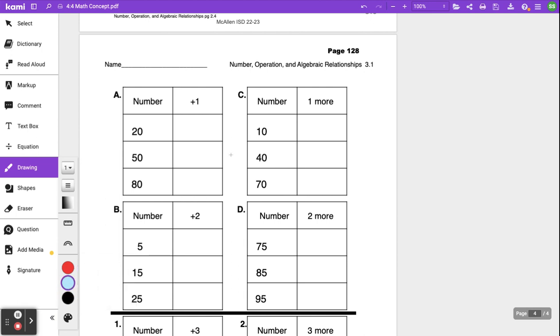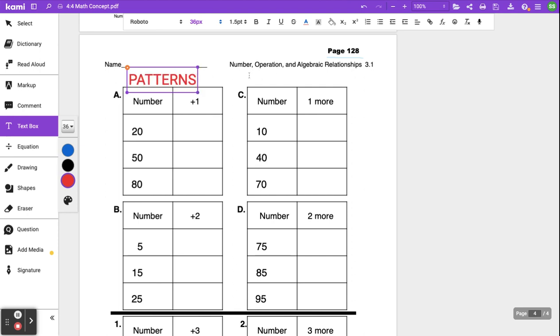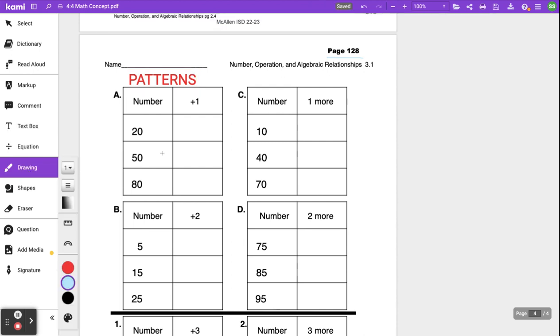This next page, which is page 128, is really the important part of what we want to learn this week. Because if you remember yesterday, I told you that we were going to be learning about patterns. Patterns. Math is all about patterns. Good mathematicians see patterns. You know lots of patterns.